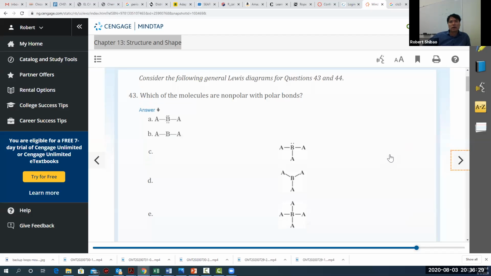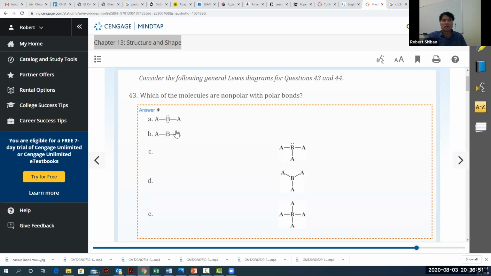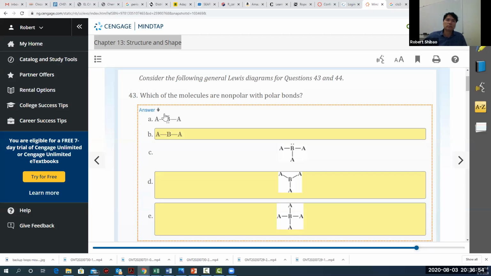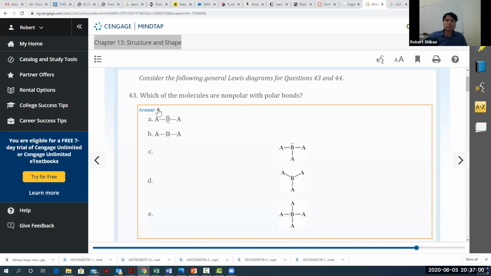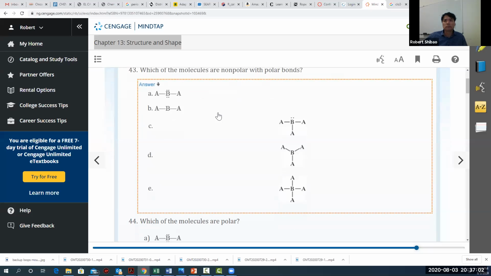All right, which of the molecules are non-polar with polar bonds? So all of these have polar bonds. So this one, A should be polar because if these have polar bonds, they don't cancel each other out. If this were linear, it would, but this is bent. So bent does not cancel each other out. And so that should be polar. B should be non-polar because they cancel each other out.